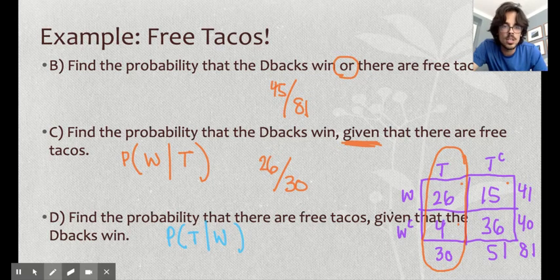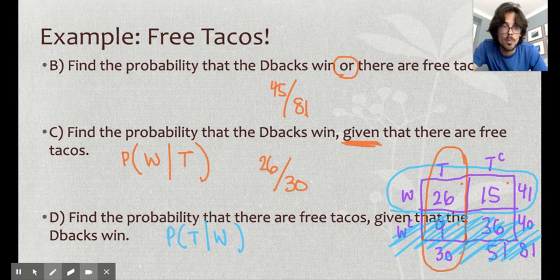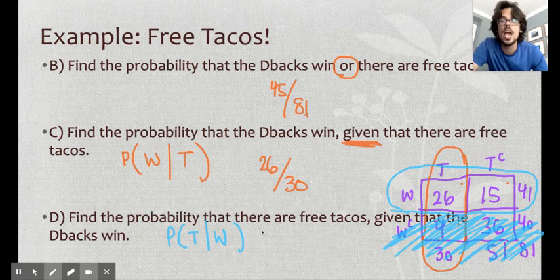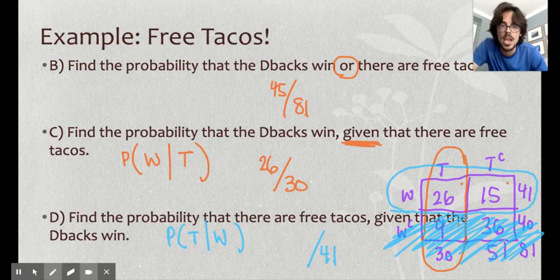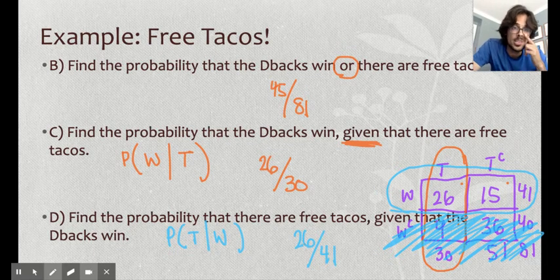Now we're looking at this part of the table right here because we already know for a fact that they won. These games over here where they didn't win, those don't matter to us anymore. We know they won. And we're looking for the probability there's going to be tacos. Well, there are 41 games that they won, and there are 26 where there were tacos. So the key takeaway with this kind of problem is your denominator is going to change because you already know one of the events occurred.